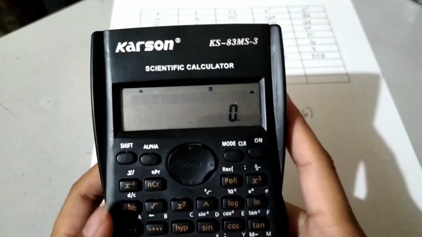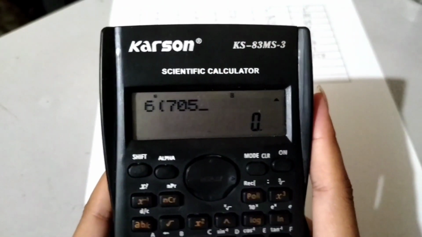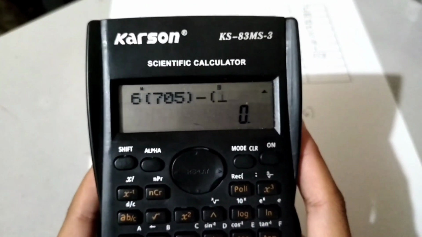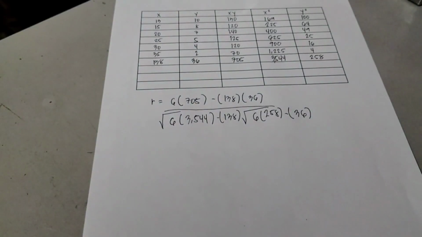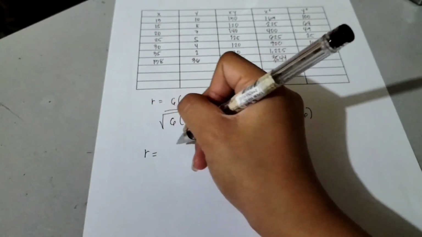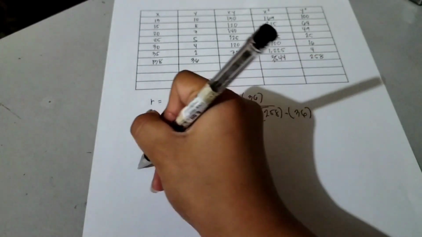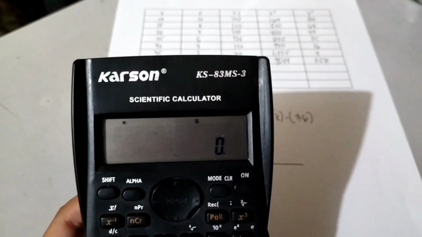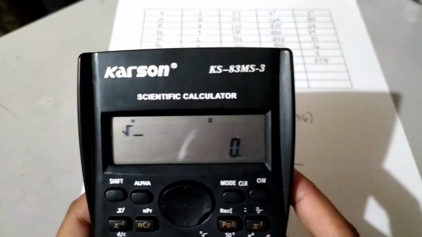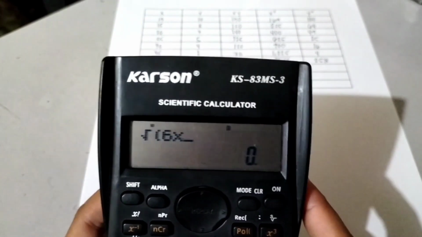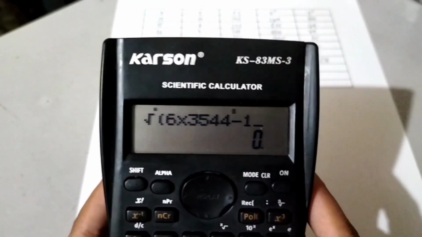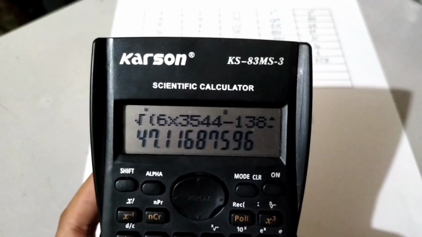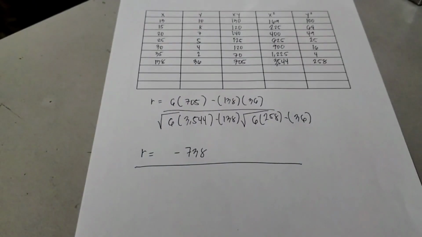So, ang una nating i-compute ay yung nasa taas, yung numerator. So, pwede natin siyang i-one-liner or pwede nyo ring isa-isahin muna, tapos tsaka na ipag-minus. So, ang total is negative 738. And next, yung denominator naman. Sa denominator, magkahiwalay siya para sure talaga yung answer.